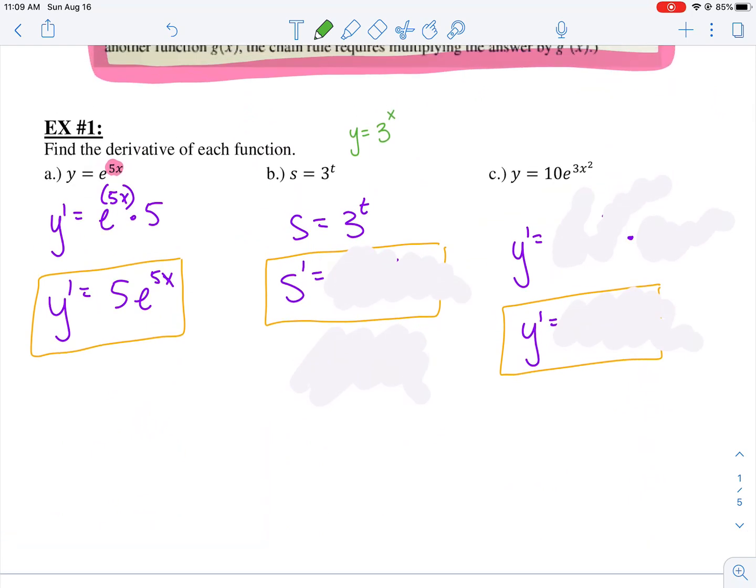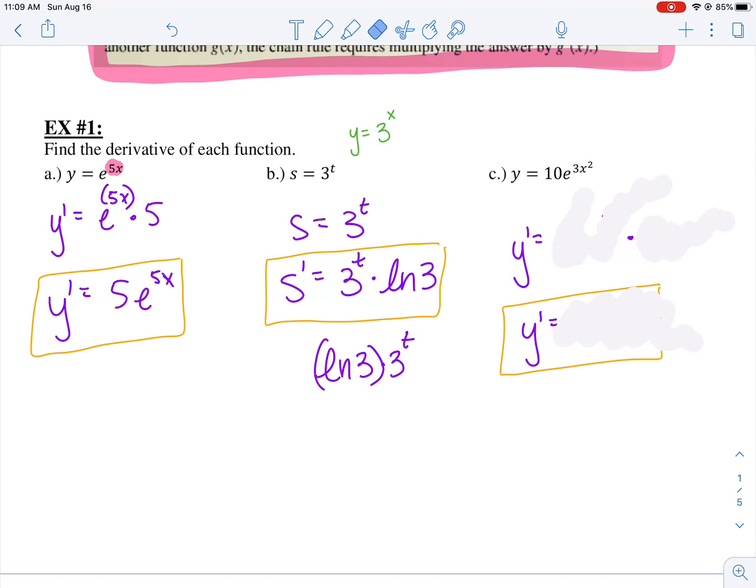So if I have 3 to the t, then my derivative is 3 to the t times the natural log of my base, which is 3. So 3 to the t times the natural log of 3. You could have written it the other way because the natural log of 3 is just a number, so you might like to see that as a coefficient in the front.